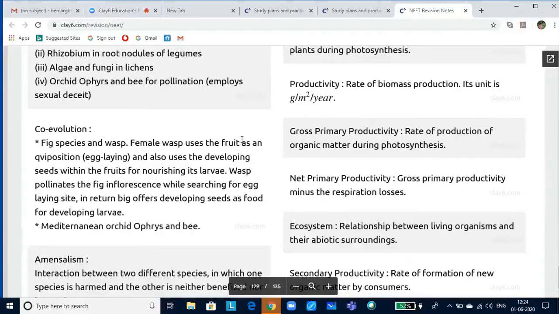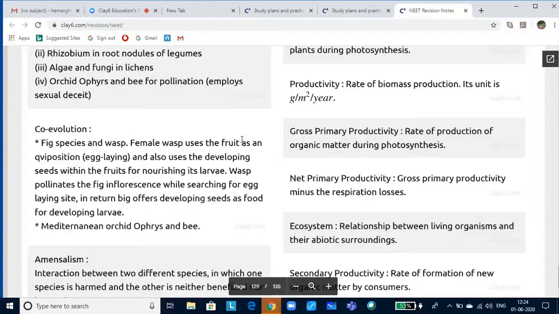Autotrophic components are mainly constituted by green plants, algae and all photosynthetic organisms, chemosynthetic bacteria, photosynthetic bacteria, algae, grass, moss, shrubs, whatever you think of under the plant kingdom, they all are autotrophs.